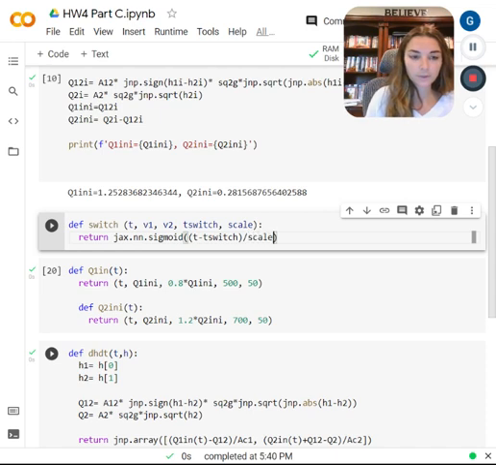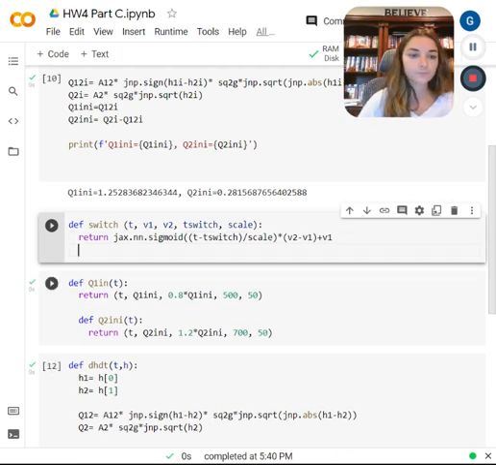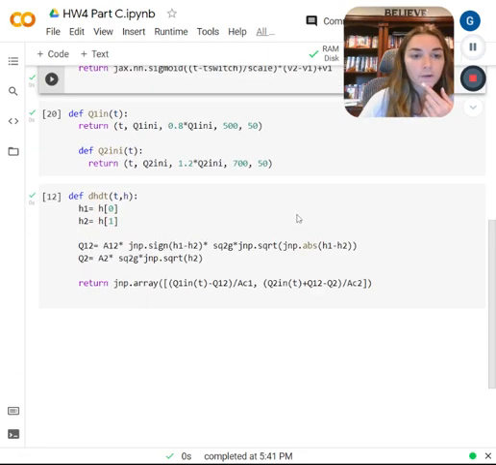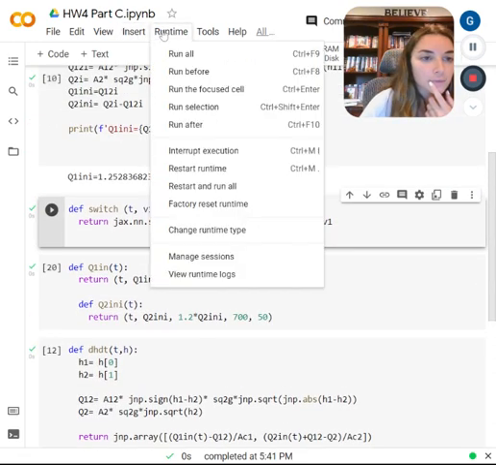divided by our scale times volume in tank 2 minus the volume in tank 1 plus the volume at 1. Make sure indexing looks good there. Okay. Great. So now we can run all.